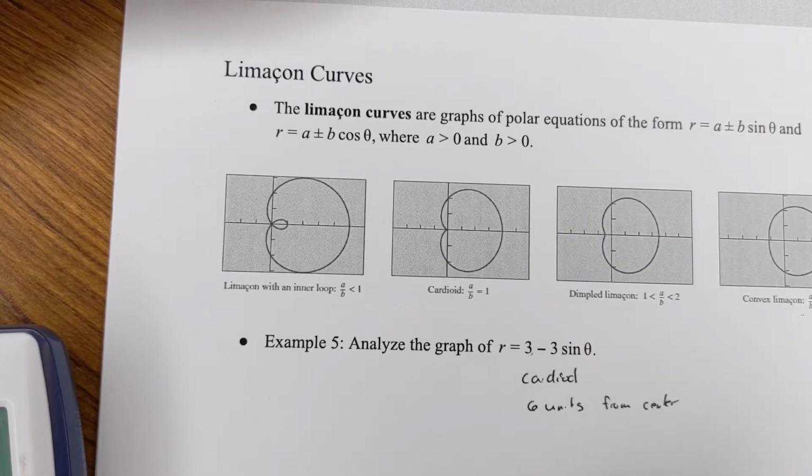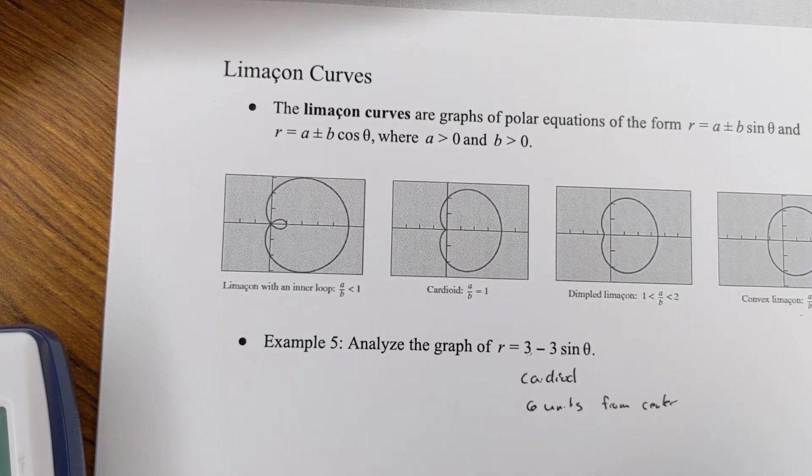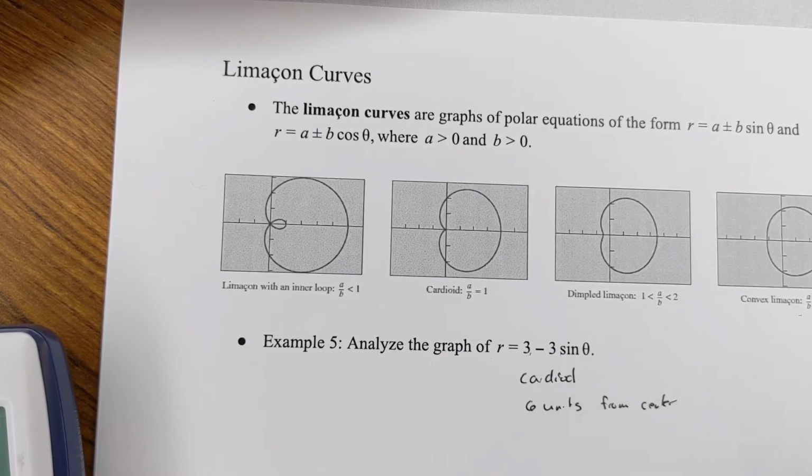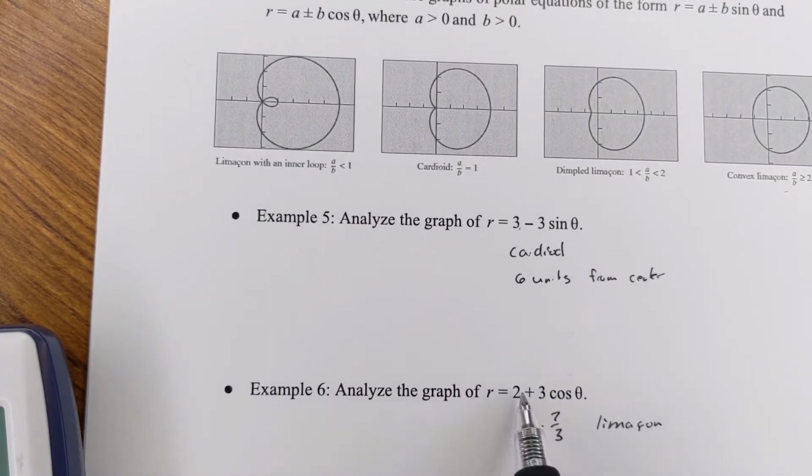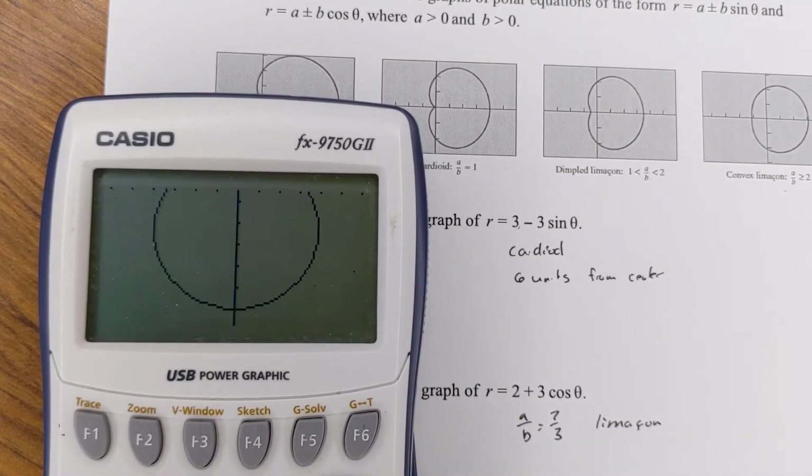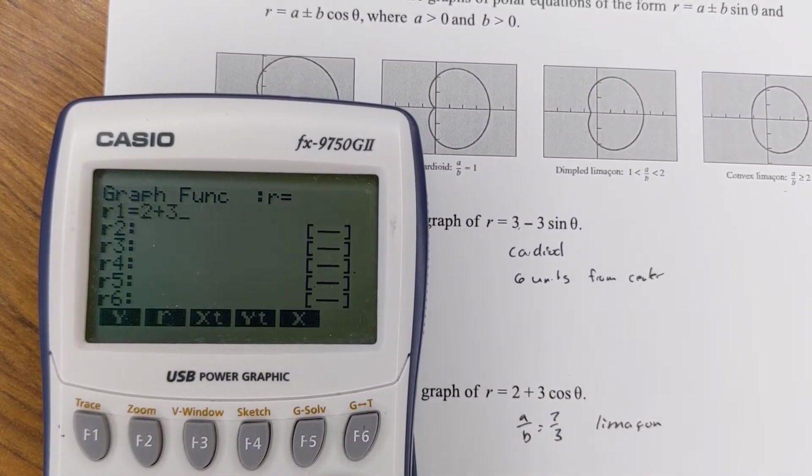So for this one, a over b is equal to 2 over 3. So this will be a limacon at most 5 units from the center, because 2 plus 3 is 5. If I look at the graph, 2 plus 3 cos theta.